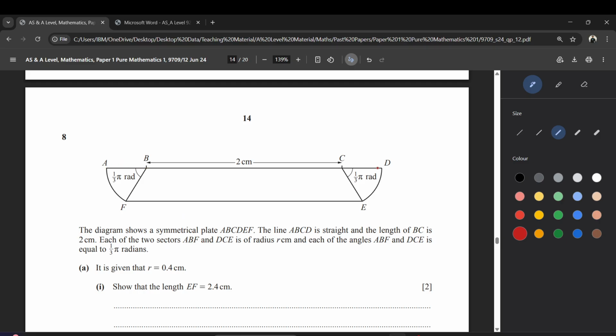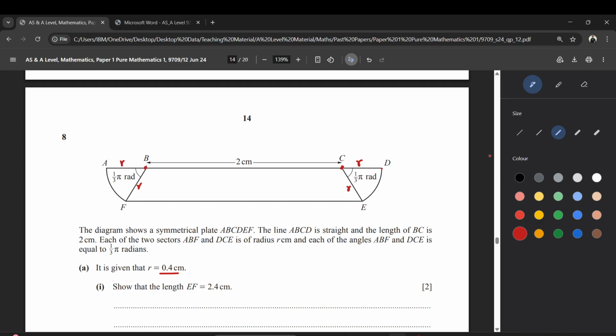All right. Each of the two sectors ABF and DCE is of radius r centimeters, and each of the angles ABF and DCE is equal to pi upon 3 radians. Okay, so this is my center of this sector, this is my center of this sector. So this is r and this is r, this is r and this is r. Okay, it is given that r equals 0.4 centimeters. Show that the length EF is 2.4 centimeters. Okay, this is the length EF that you have to find out.